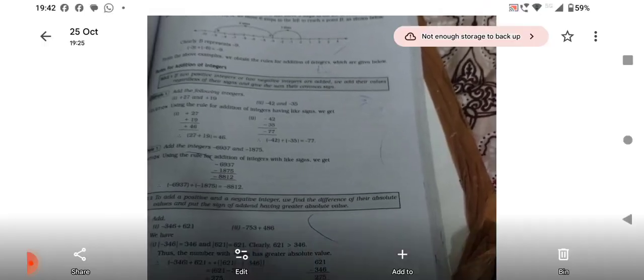Rules for addition of integers. Rule 1. If two positive integers or two negative integers are added, we add their values regardless of their signs and give the sum their common sign. Rule 2. To add a positive and a negative integer, we find the difference of their absolute values and put the sign of the addend having the greater absolute value.